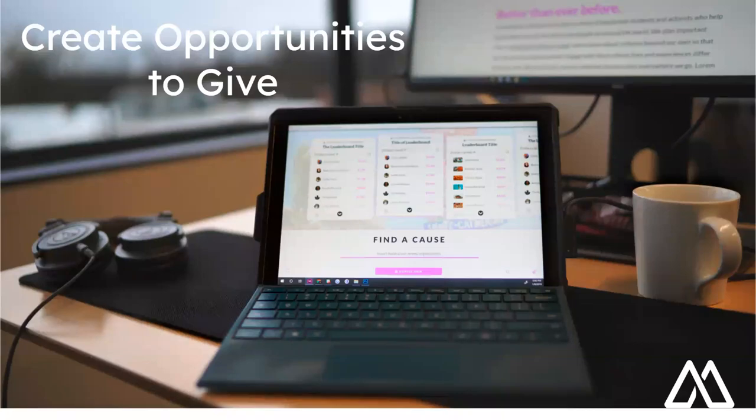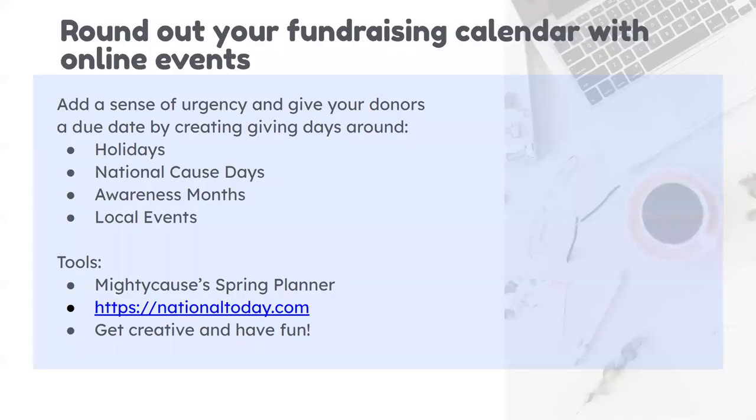All right, so let's create opportunities to give. This is a way that you can round out your calendar. We've talked about those big events that you want to do that are going to be a part of your calendars. Now, let's add some small online events that you can create using Mighty Cause. And let's round it out so we can add some of that, you know, $1,000 here, $1,000 there, that adds up. So you want to make sure that you have a little bit of a plan about it.